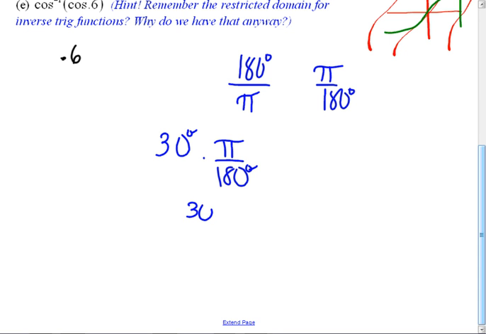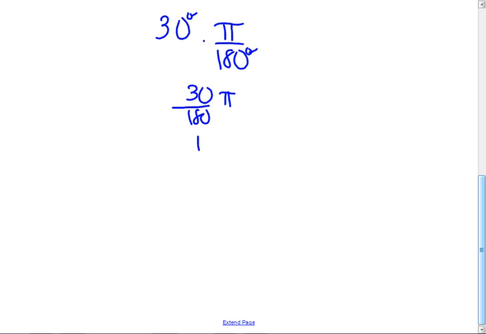So you get 30 over 180, which is 1/6. So pi over 6. Boy, what I remembered is I want a 30-degree angle to be pi over 3 because of the 3's, but I know that's wrong.